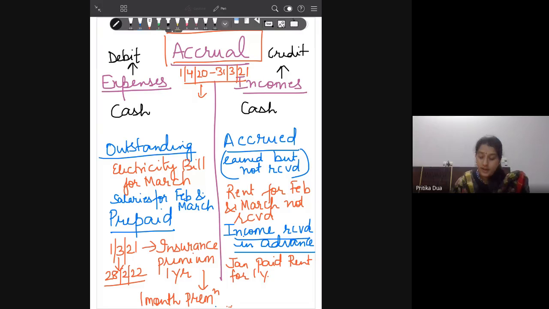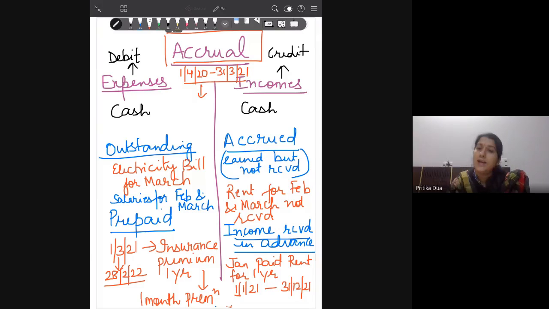1st January 2021 to 31st December 2021, you have already received the rent. Now this is income received in advance for 9 months, because 3 months rent is relevant to the current financial year, but the 9 months rent which you have received in advance is not for this financial year, so this will also be adjusted.